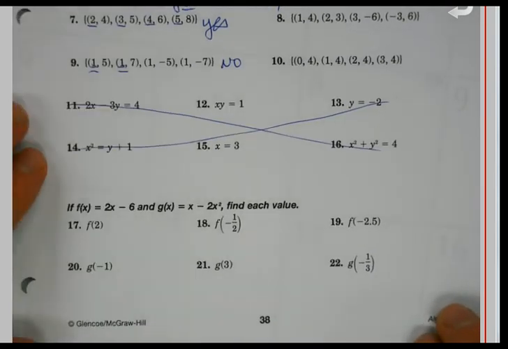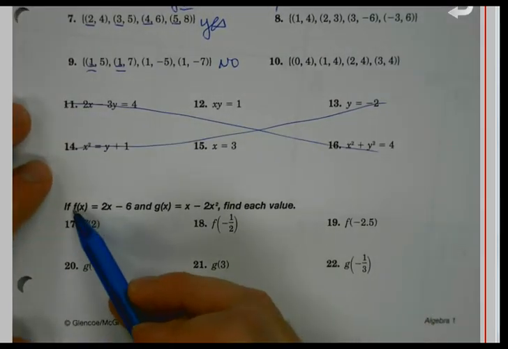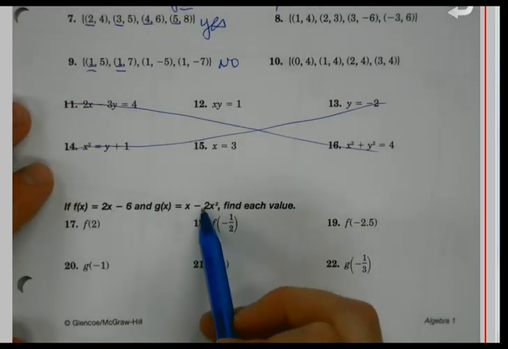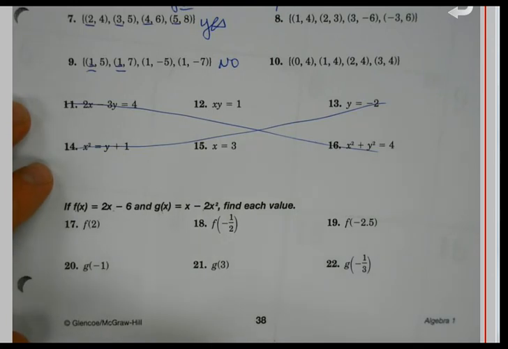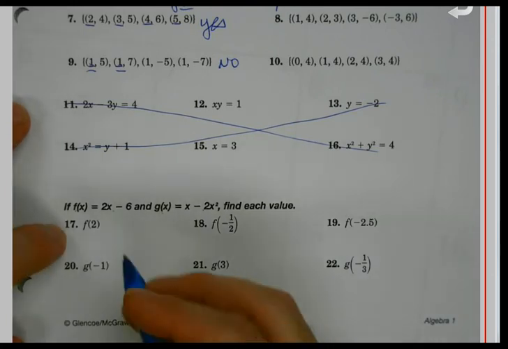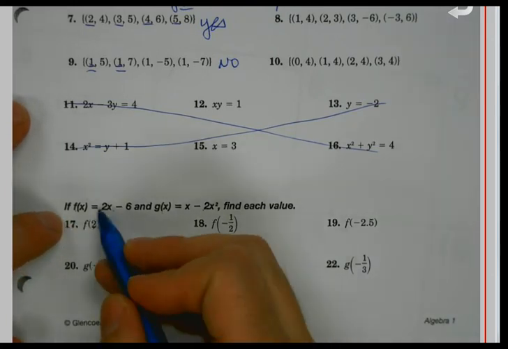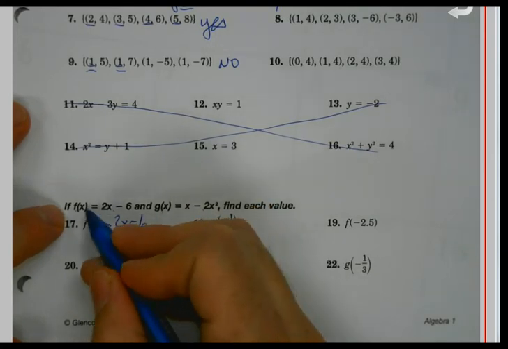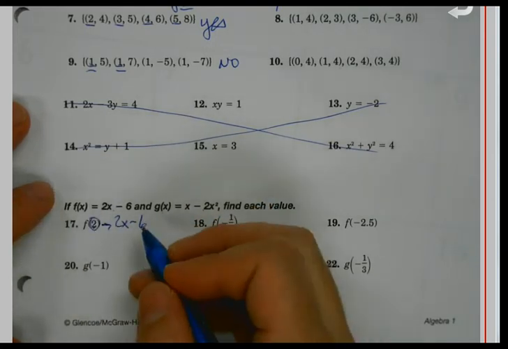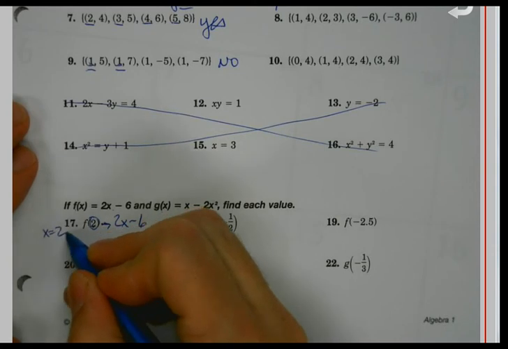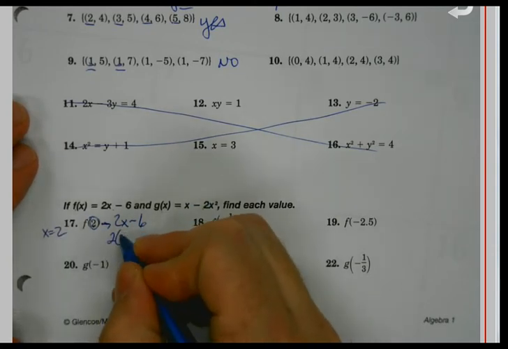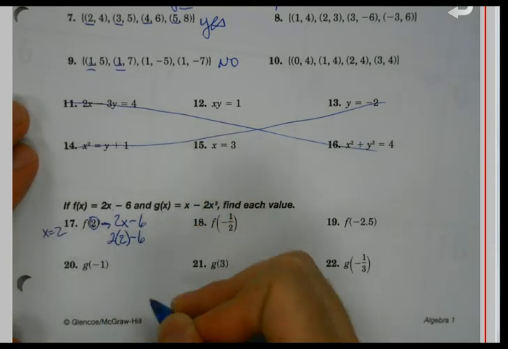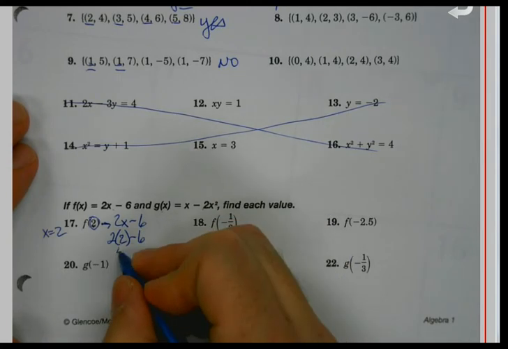And then finally at the bottom, they give us 2 functions, f, which is this, and g, which is this, and we're going to plug the numbers in. So like for instance, it says f of 2. It means I'm going to use the 2x minus 6, but everywhere that there's an x, I'm going to replace it with 2. And that's all this means. So I'm going to replace the x and just the x with 2, and then I'm going to find the answer to what's left.